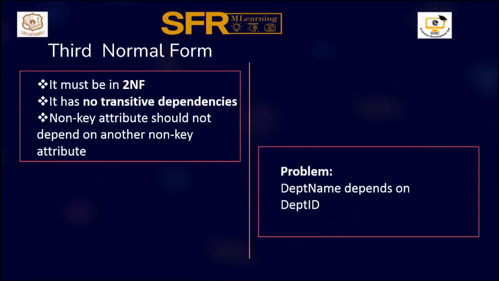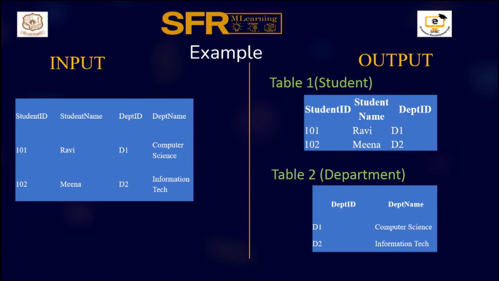Next one, third normal form. Third normal form: eliminating transitive dependency. A relation is in 3NF if it satisfies 2NF and 1NF, and it has no transitive dependencies. A non-key attribute should not depend on another non-key attribute. The problem: department name depends on department ID.